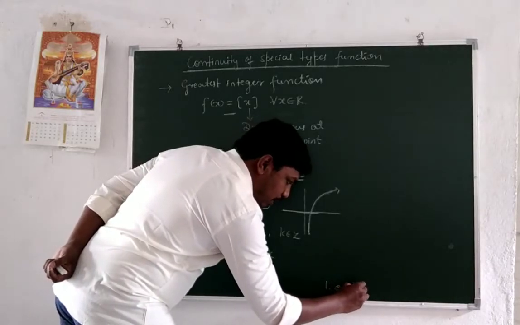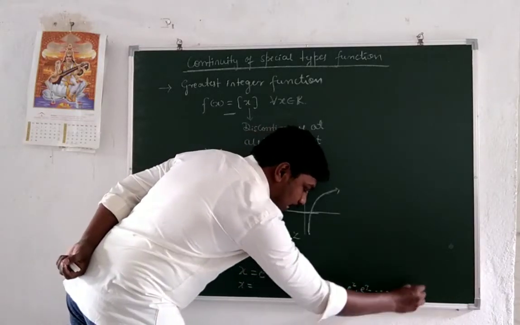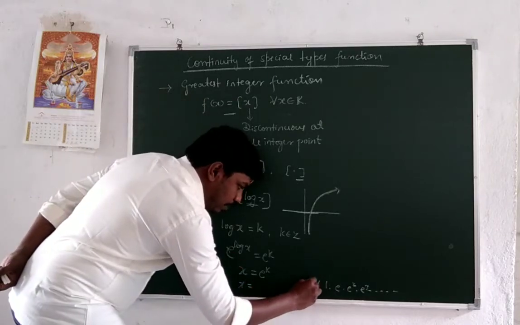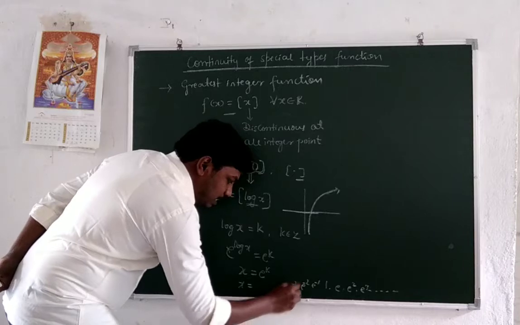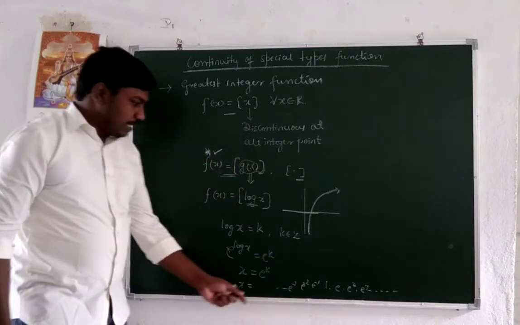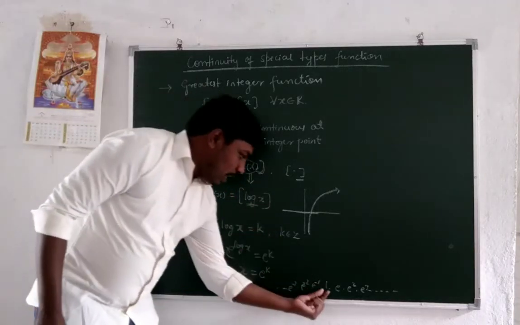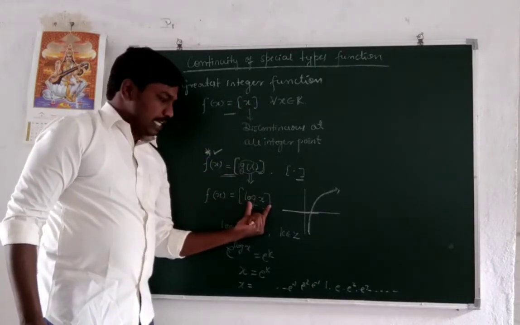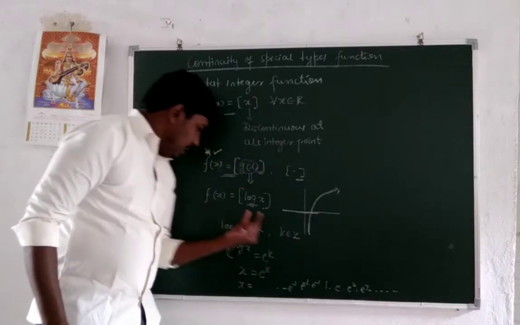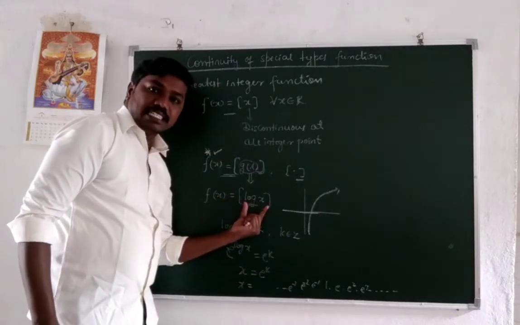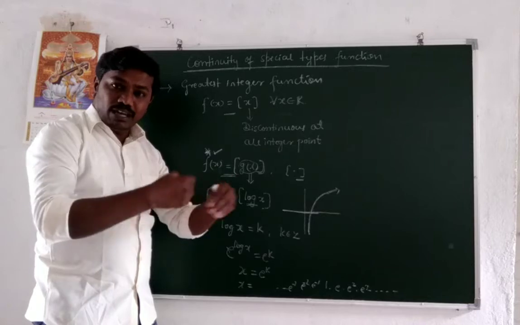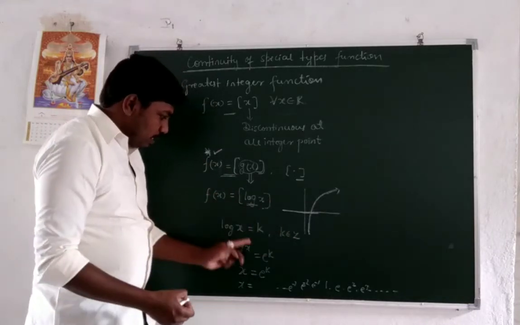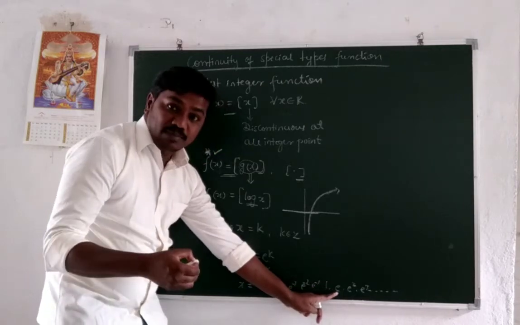So e power 2, e power 3, like this. E power minus 1, e power minus 2, e power minus 3, so like this. Right? So when x is 1, f of x is discontinuous. When x is equal to e, f of x is discontinuous because log x becomes 1 when x becomes e.